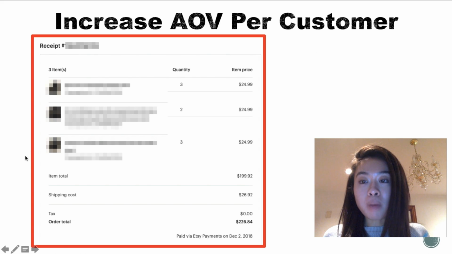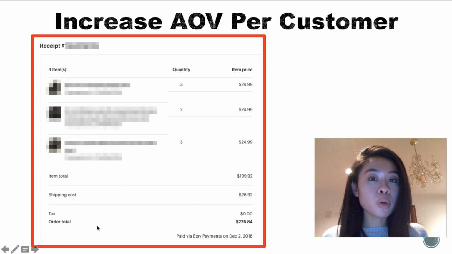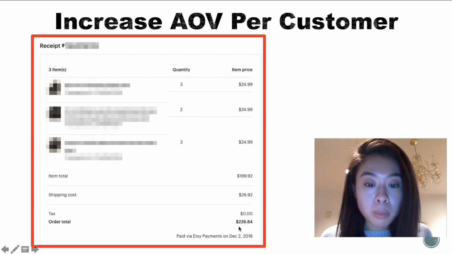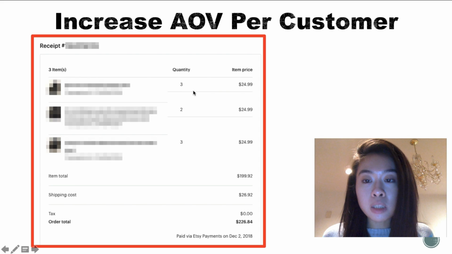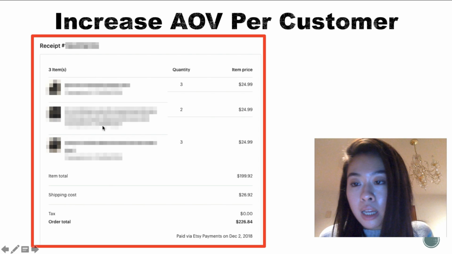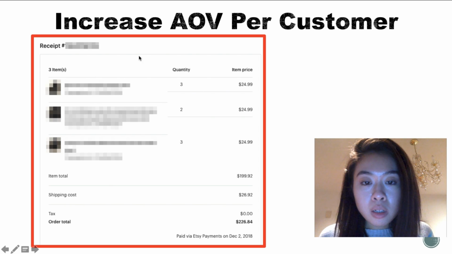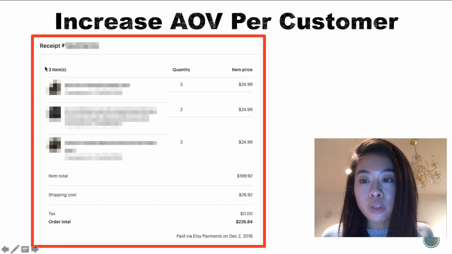Now here is one of my recent orders, and I'm going to be showing you how I'm able to consistently, from a lot of my customers, get these types of orders. And this is just from one person, and this one totaled a little bit over $200. As you can see, this person bought quite a few things, 8 items altogether. It says 3 items here because it's 3 products, but they ordered a little bit more, so it's actually 8 items altogether.